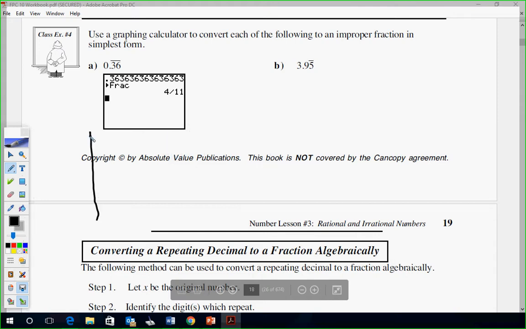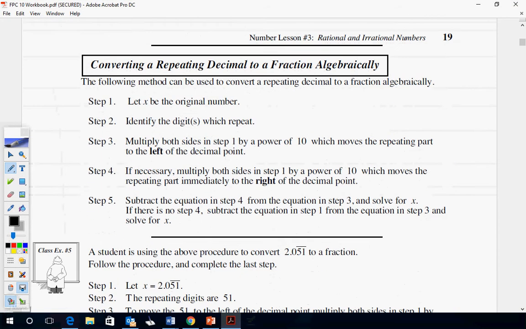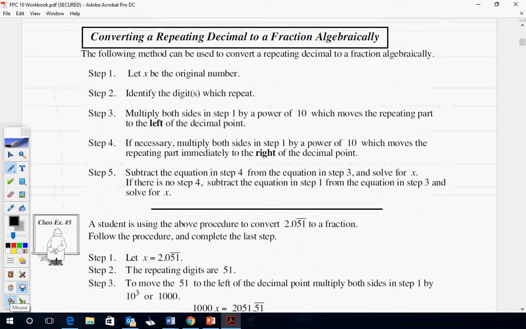Last page already. So converting repeating decimals to fractions algebraically. So that's how you do it with the calculator. I actually think it's kind of neat how you can do it using math instead of the calculator, which I guess probably makes me a nerd, but that's fine. Okay, so step 1, let x be the original number. Identify the digits which repeat. Multiply both sides in step 1 by a power of 10, which moves the repeating part to the left. You'll see what I mean in a second. So these are just the steps to follow.